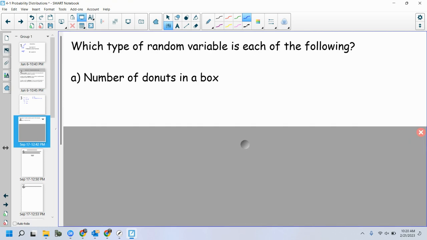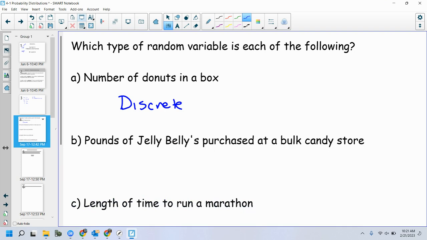So let's take a look here. Number of donuts in a box. Discrete. What if there were even halves of donuts in the box? That's still discrete, because I can actually count how many pieces of donuts are in the box. Even if there were halves, there'd be 4 and then 4.5. What about 4.1? What about 4.11? What about 4.111? We can't have that many amounts of donuts in that box. So therefore, that would be discrete.